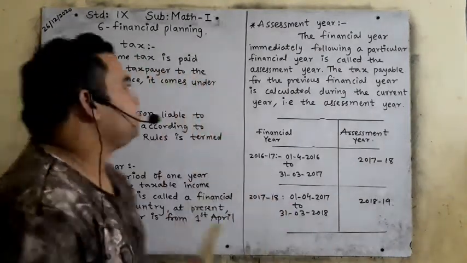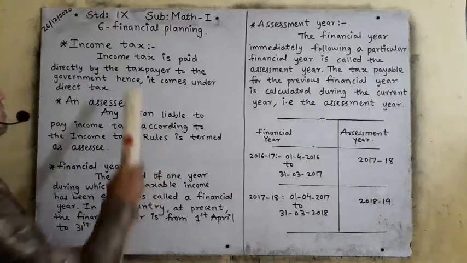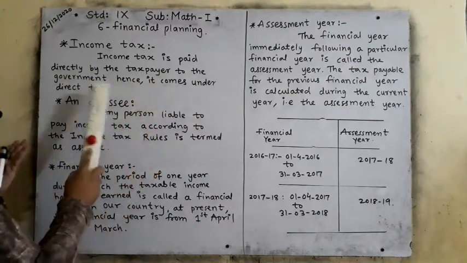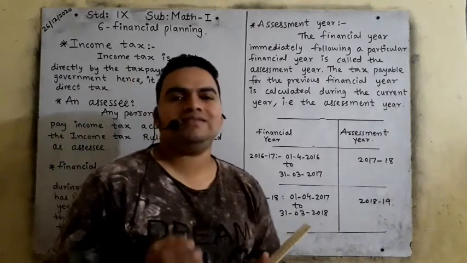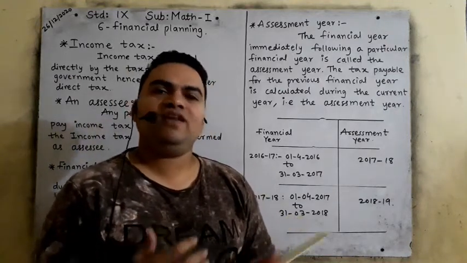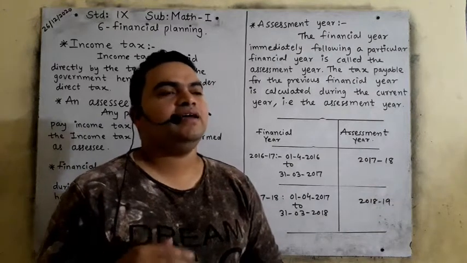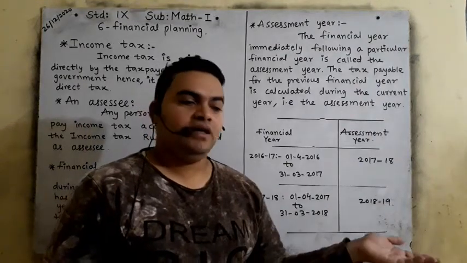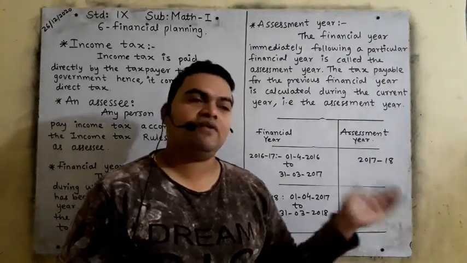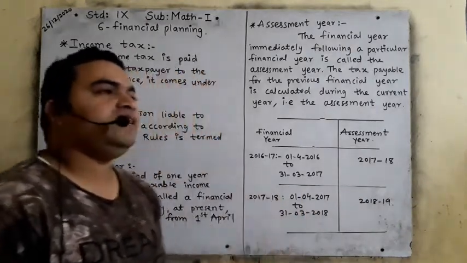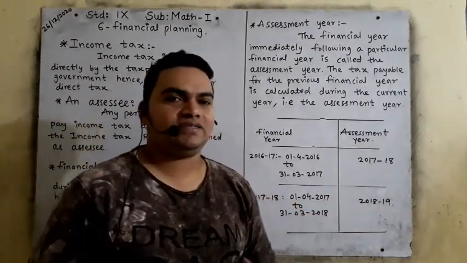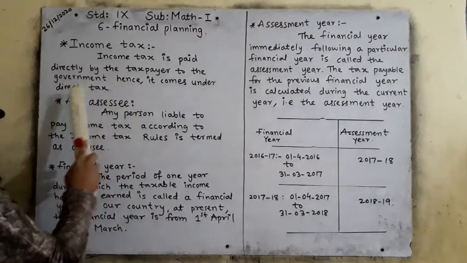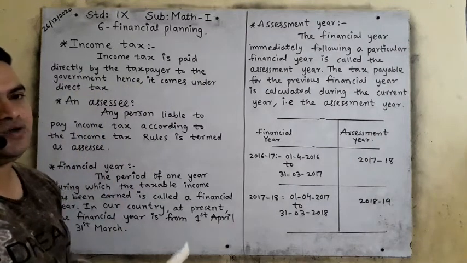So first we will see income tax. What is income tax? Income tax is paid directly by the taxpayer to the government. Hence, it comes under direct tax. A person who earns well annually, male or female, both are working now. If their annual income exceeds the limit set by the government, the government asks for income tax. Since they are paying directly, this is called direct tax.